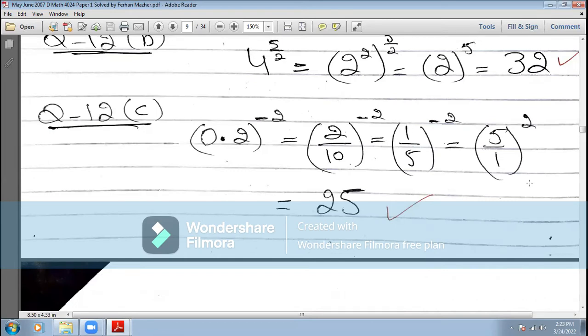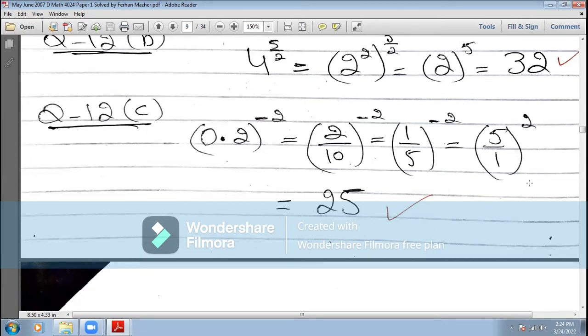So inside the bracket, I will remove the decimal. So we will have 2 by 10 whole raised to power minus 2. So I will convert that negative power into positive, and whatever is the fraction inside that bracket, that will reciprocate. So you will have 2 and 10 cancel 1 by 5. So when you reciprocate it, it will become 5 by 1 raised to power 2.